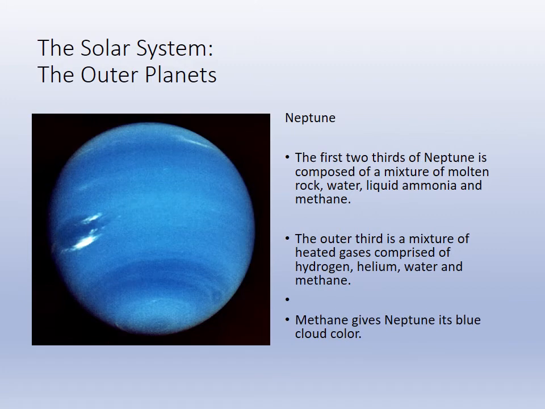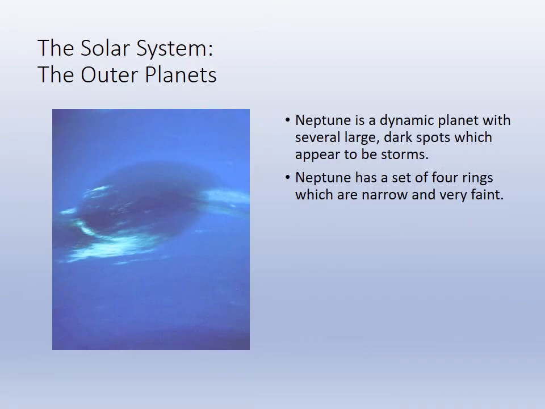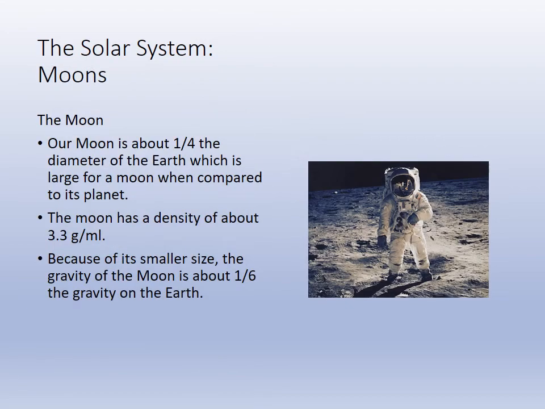Neptune, god of the sea, King Neptune, because of the blue color, liquid ammonia and methane. It has a dark spot on it, which we believe is a storm as well, called the Great Dark Spot. There it is, Great Dark Spot.